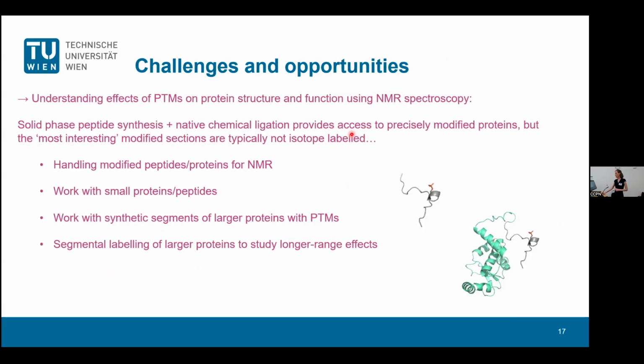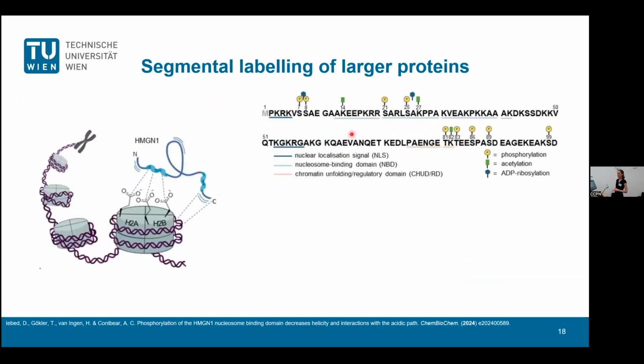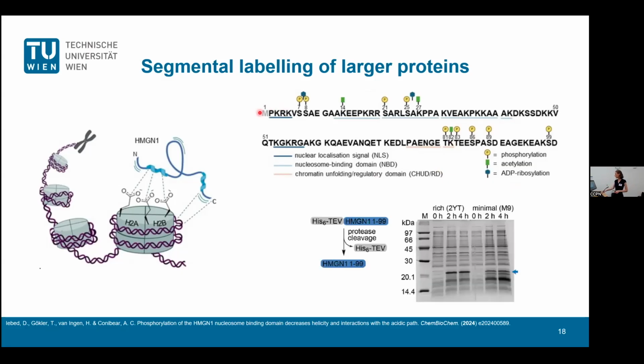Finally, I'll give a small example, sticking with the HMGN1, of how we used segmental labeling to now look at the full-length protein. If you remember, in the previous study, we looked at just the synthetic variant of the nucleosome binding domain. In another small project, I looked at the phosphorylations in the N-terminus and the C-terminus, and then acetylation at lysine 2. So now looking at the two ends and making the HMGN1 semi-synthetically.